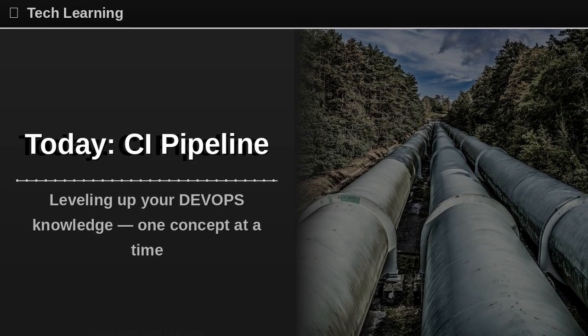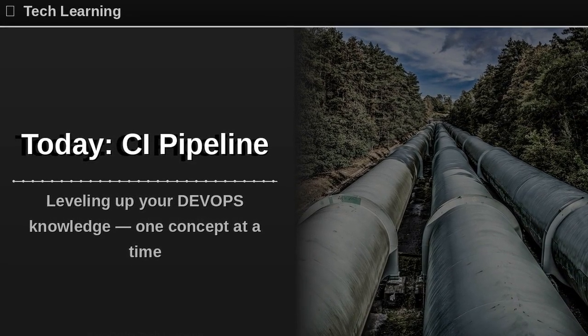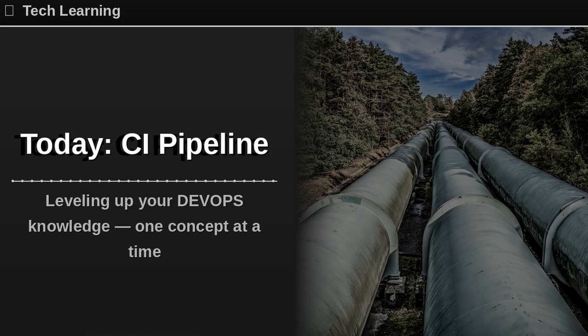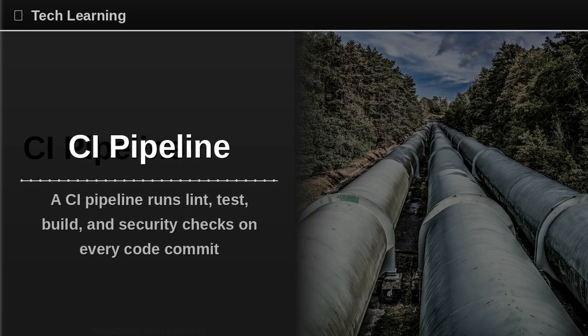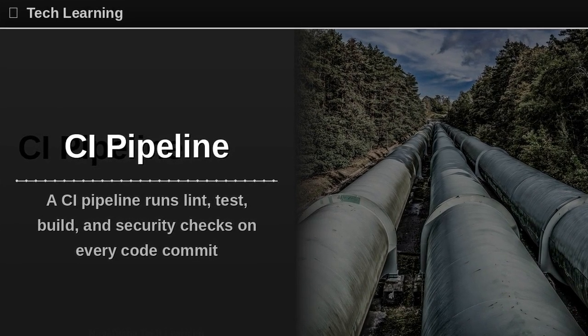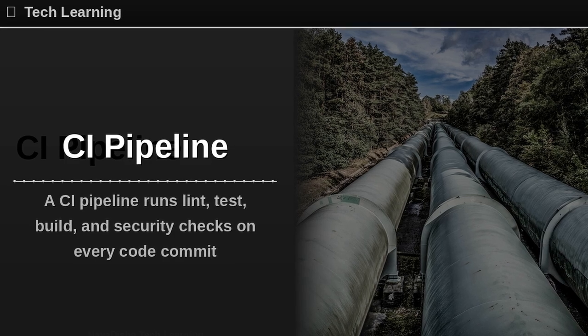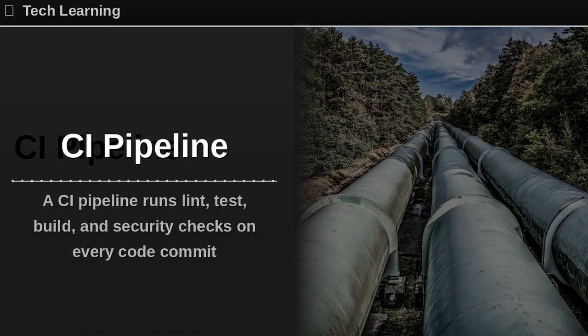Today we are breaking down CI pipeline. It's an important idea in DevOps. So, what is CI pipeline? A CI pipeline runs lint, test, build, and security checks on every code commit automatically. It's one of the core ideas in DevOps.